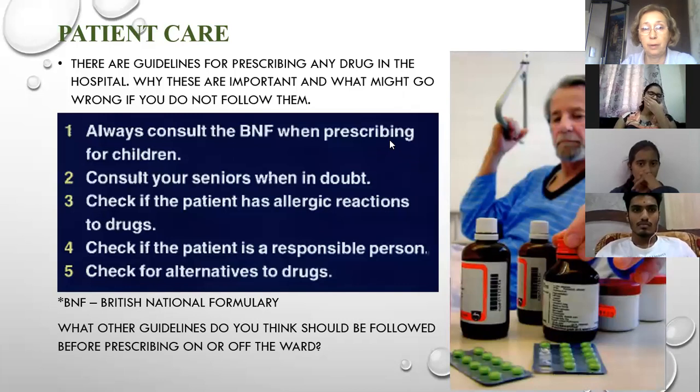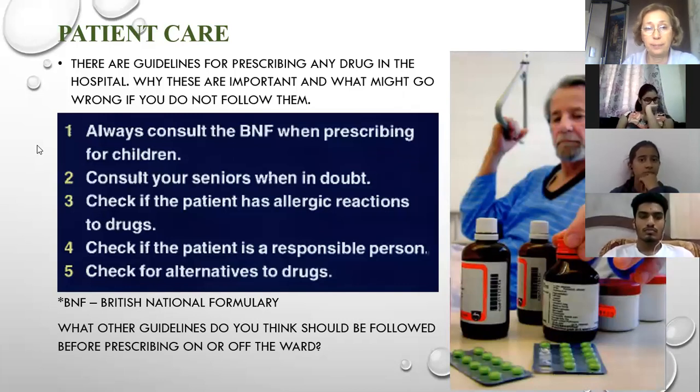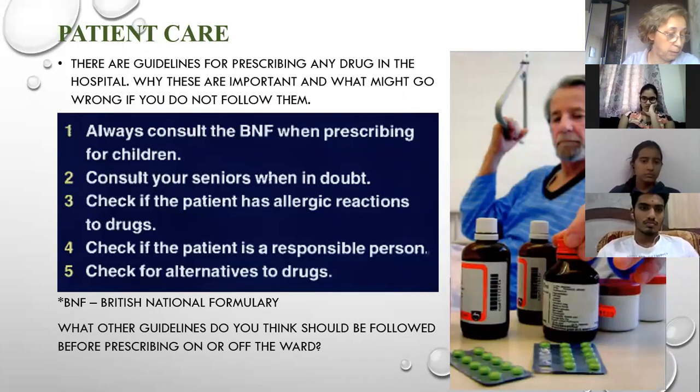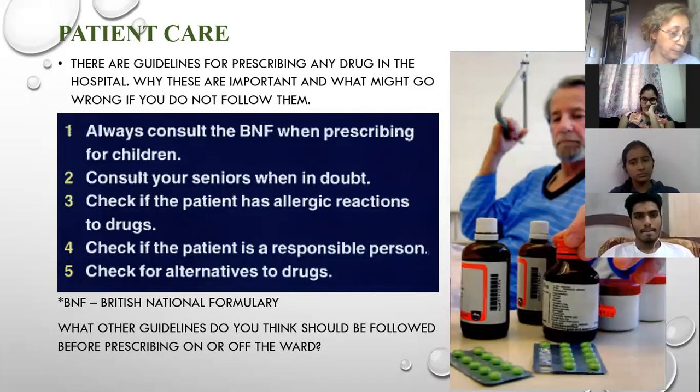Okay, and if we move to the next slide, we can see here the information about patients taking medicine, and there are some guidelines for prescribing any drug in the hospital. And the question is, why are these important and what might go wrong if we do not follow these instructions. So let us look at the instructions and answer this question. Let's listen to Mayuka, please.